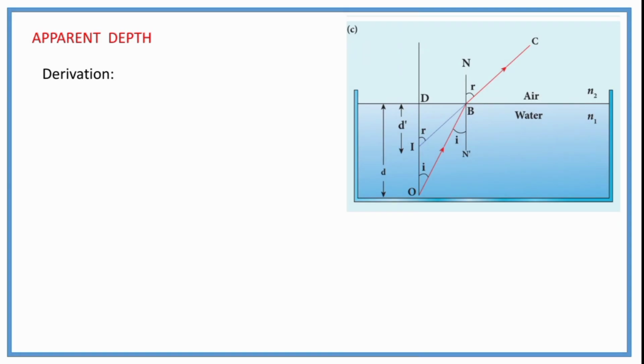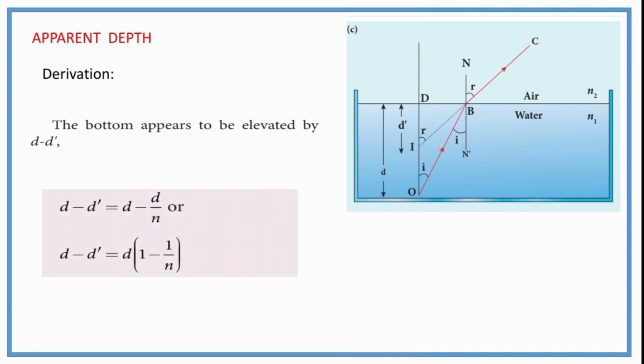Suppose we need to find how much the bottom of the water is elevated. We subtract the apparent depth from the actual depth, and the equation becomes d minus d dash equal to d minus d by n.